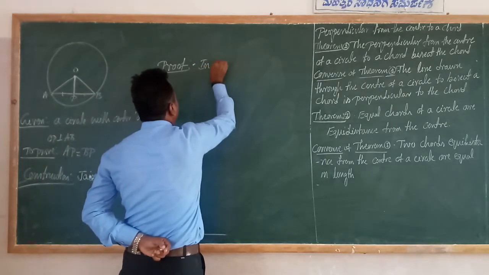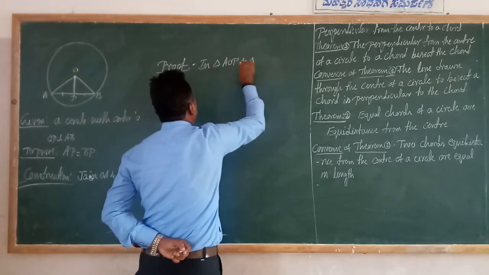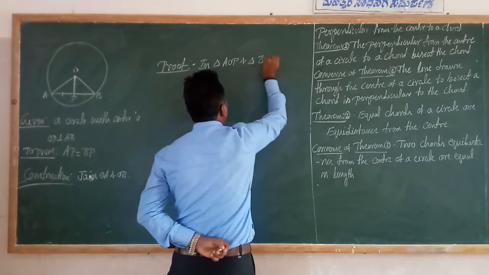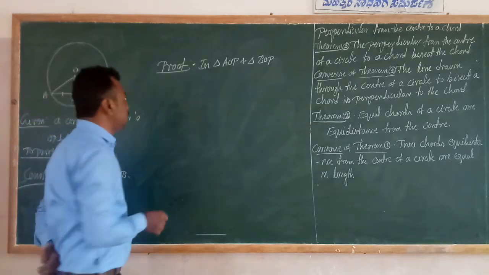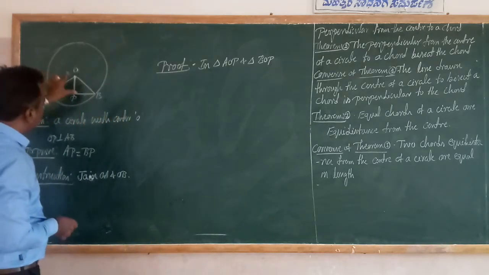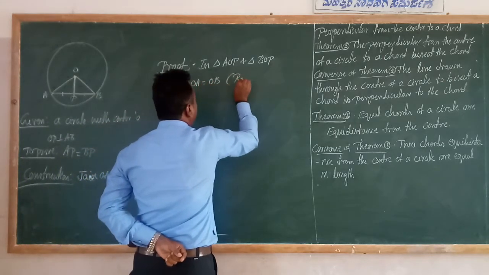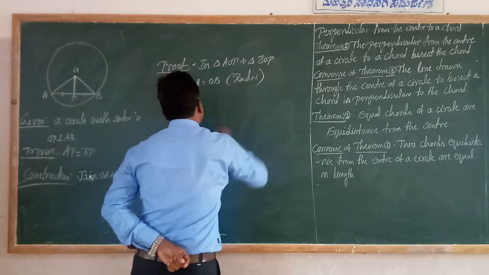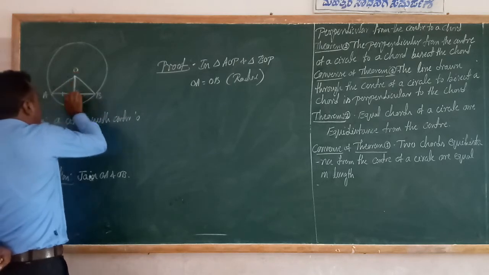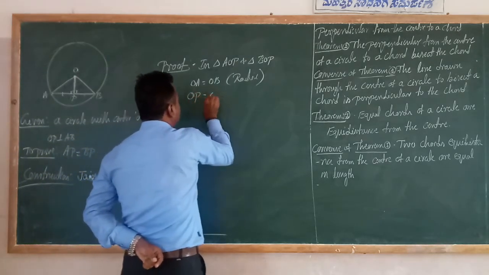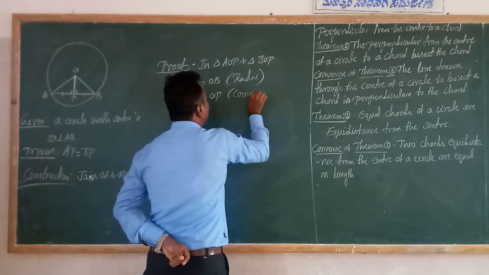In triangle AOP and triangle BOP, these two triangles we have to consider. We have to prove that these two triangles are congruent. So OA is equal to OB because they are radii of a circle. Then OP is equal to OP, common side.